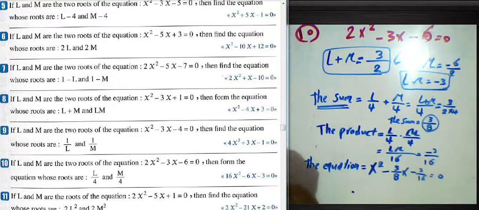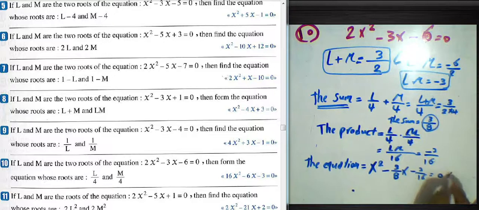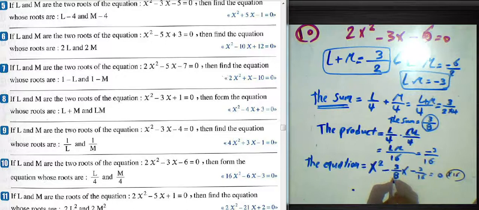We can simplify it by multiply 16 because 16 can be divided by 16 and 8. So we can multiply 16 to all terms. 16 divided by 8 equal 2. 2 times 3 equals 6. 16 divided by 16 equal 1. 1 times 3 equals 3.